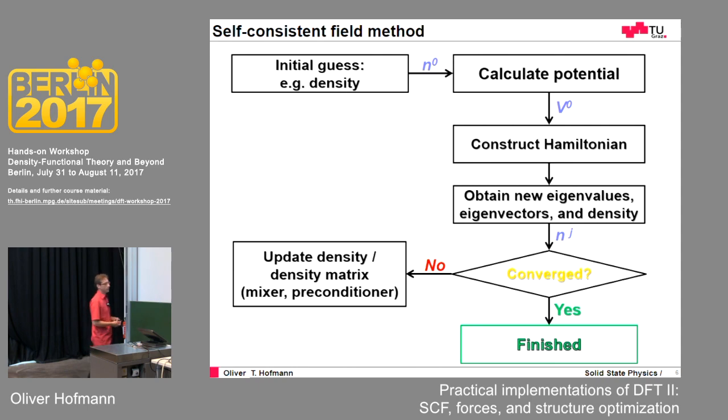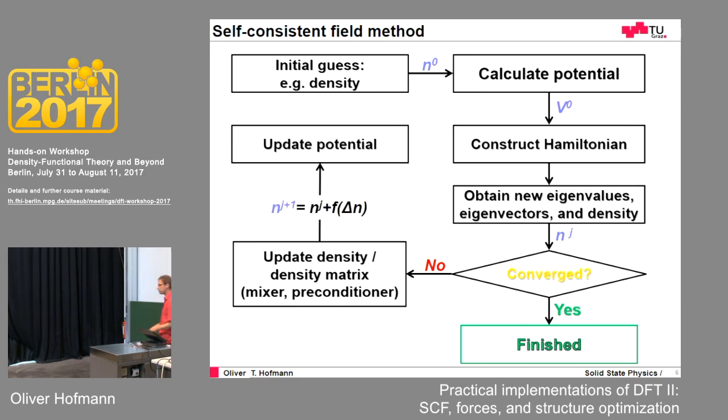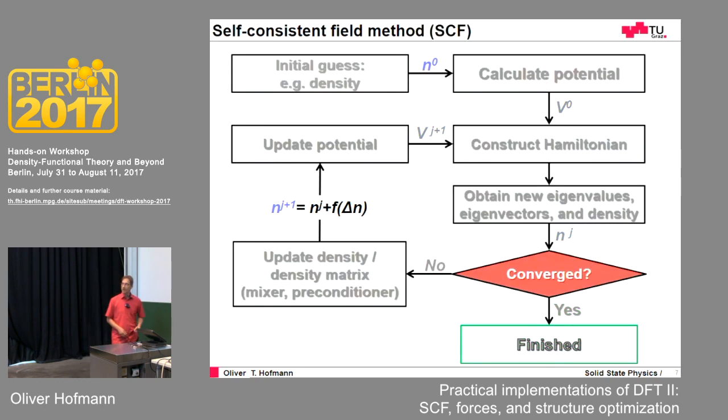Typically, after the first iteration, we will not be. And what that means is we need to update what has been our initial guess. We need to get a new density matrix, a new density. And for that, we will apply a mixer or a preconditioner. And with the updated density, we update also our potential, and then we close the cycle and go through it once again. And we go through these cycles repeatedly until we actually are converged and can answer this question with yes. Then we are finished. Now, one of the important questions that is, in my opinion, frequently neglected is, what does it mean that a calculation is converged?